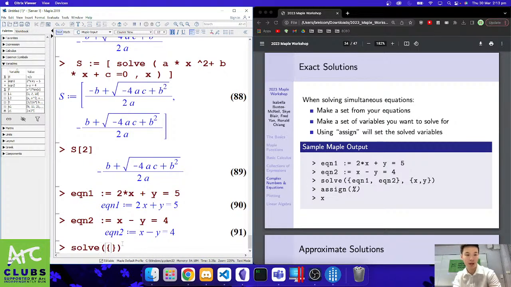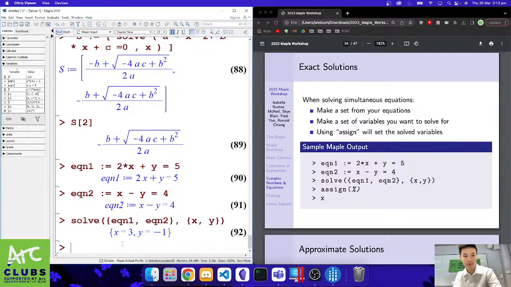We can tell Maple to solve these two equations simultaneously by again using the solve command. And this time we have to wrap our two equations around braces, so we chuck it inside a set. And we have to tell Maple which variables we're solving for again. We're solving for x and y. Okay, and as you can see, it nicely solves the two equations for us.